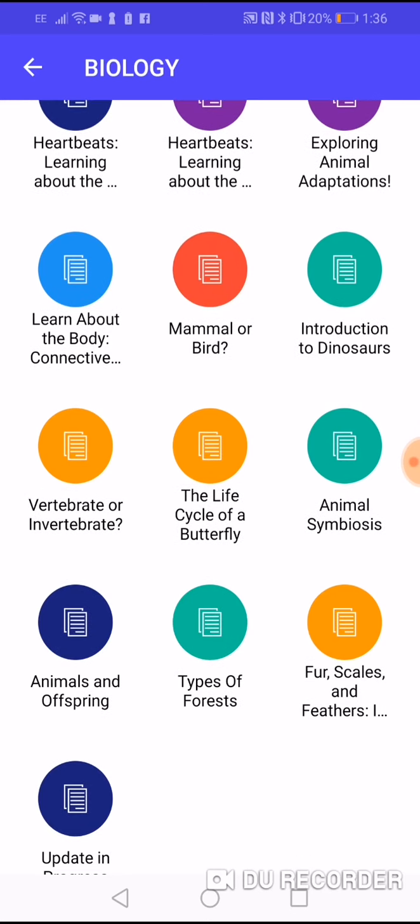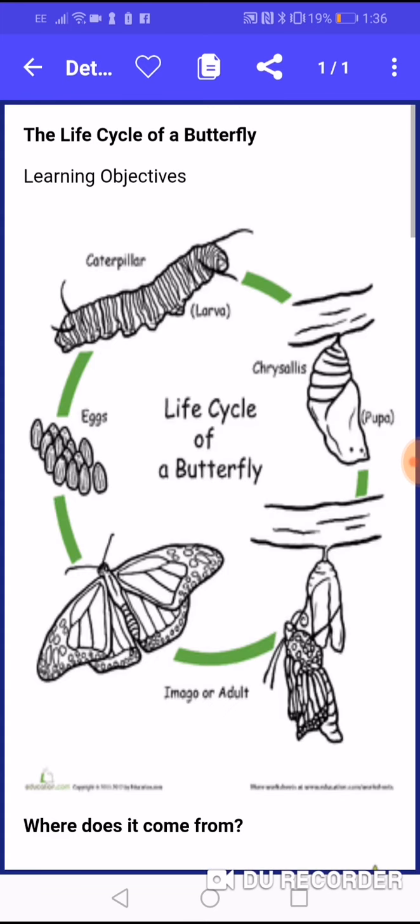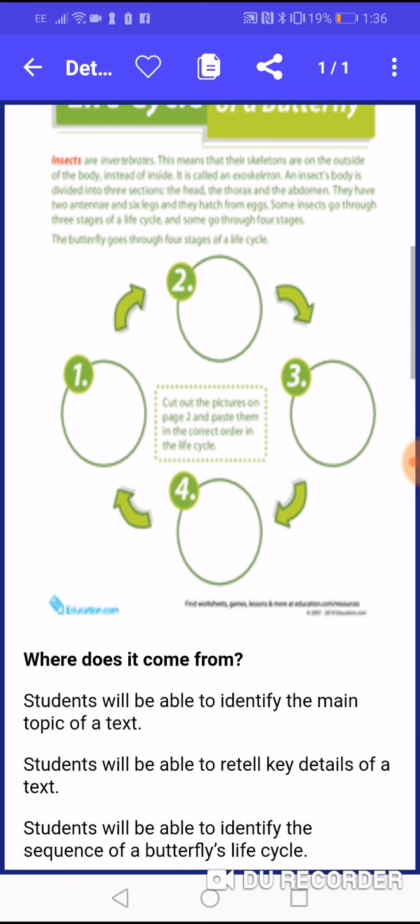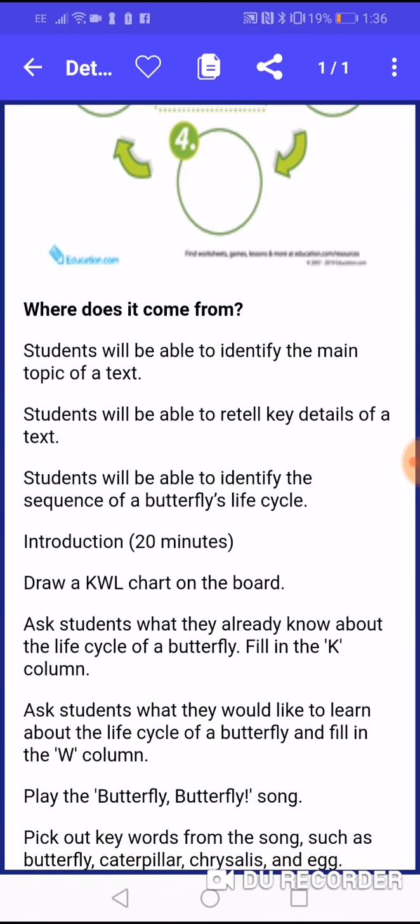Let me see, the life cycle of butterflies. I think that's a good one. As you can see, it's connected to the internet, I think. So it gives you a picture of the life cycle. Learning objective, it has a few, so the app is quite good because it can carry pictures also. So where does it come from?